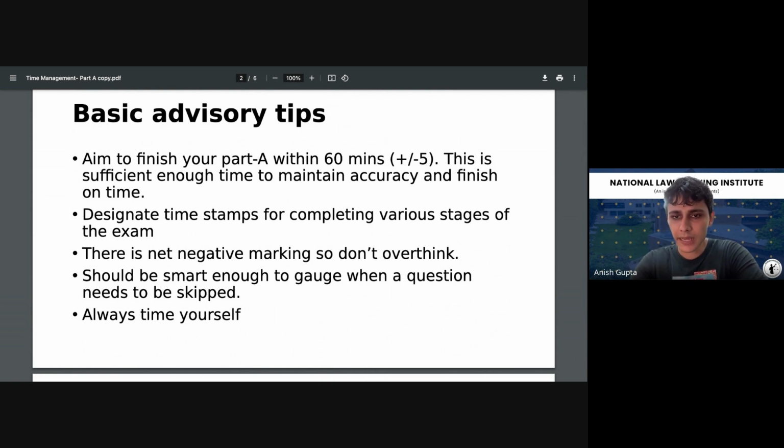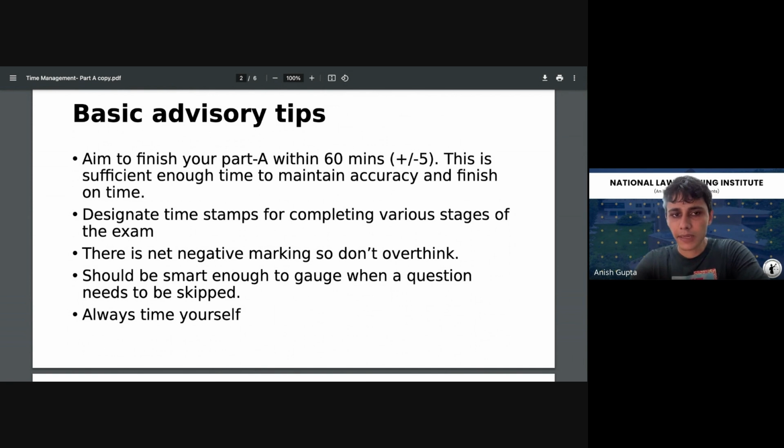So having those timestamps keeps giving you a reality check that I've spent, let's say, 10 minutes and I've only attempted 15 questions. I need to pace myself up. I need to expedite my answering approach. So all of that needs to be kept in mind as you are going through your timestamp process, as you are trying to keep a tab of time in the exam.